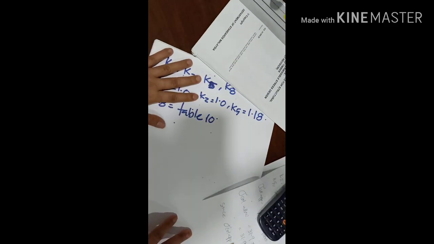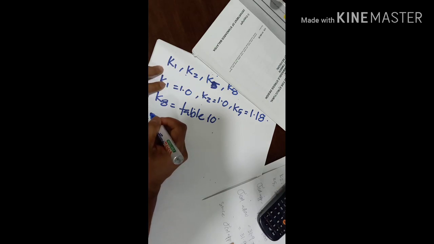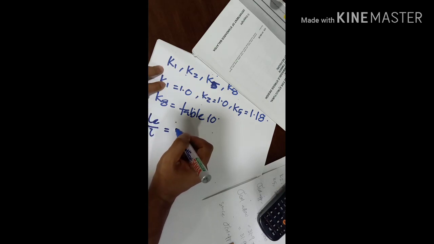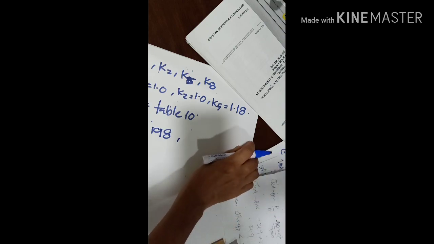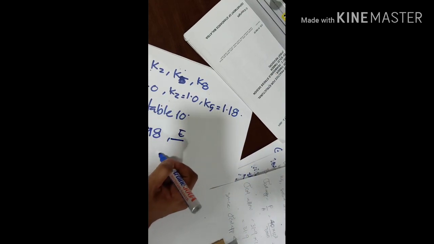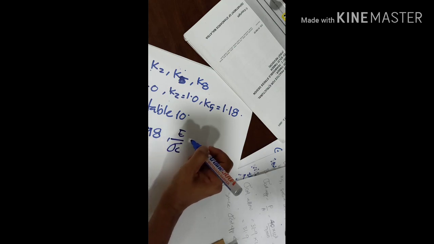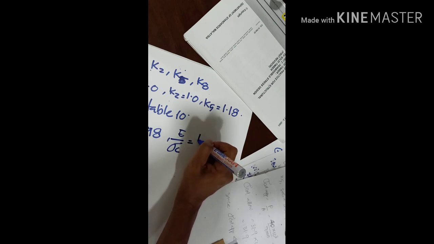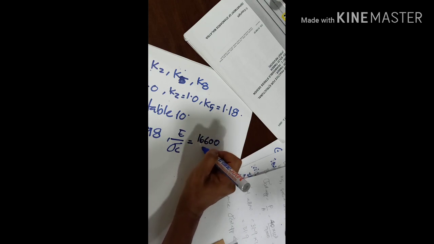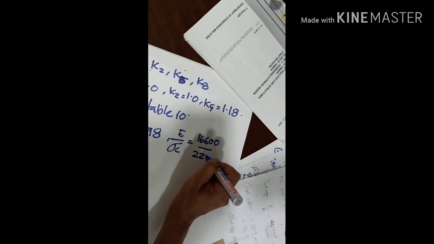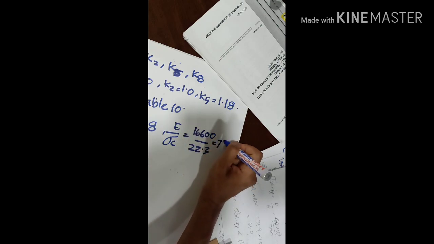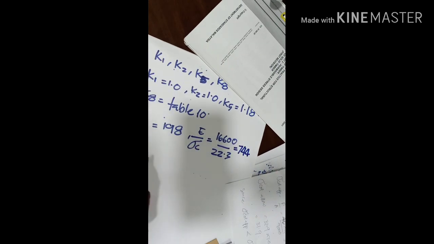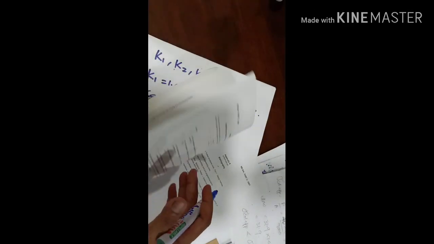By knowing the value of slenderness ratio, which is LE over i, which is 198, and we know the value of modulus of elasticity over stress of timber in compression, we get 16,600 divided by 22.3, which gives us a value of 744. So once again we refer to table 10. We try to find the value of K8.